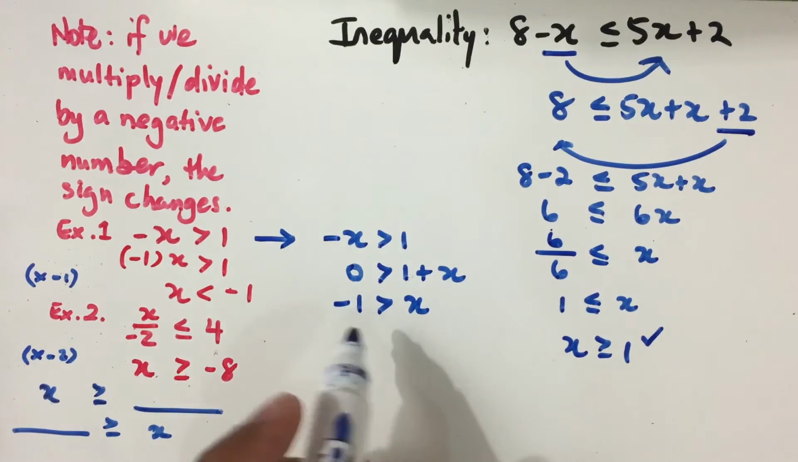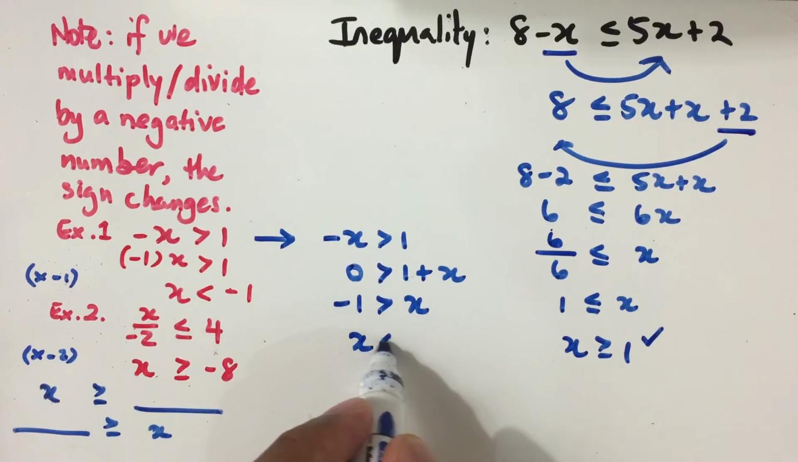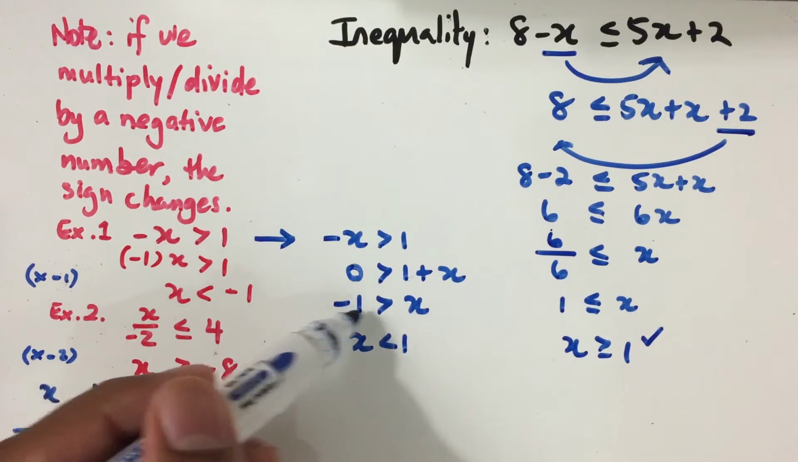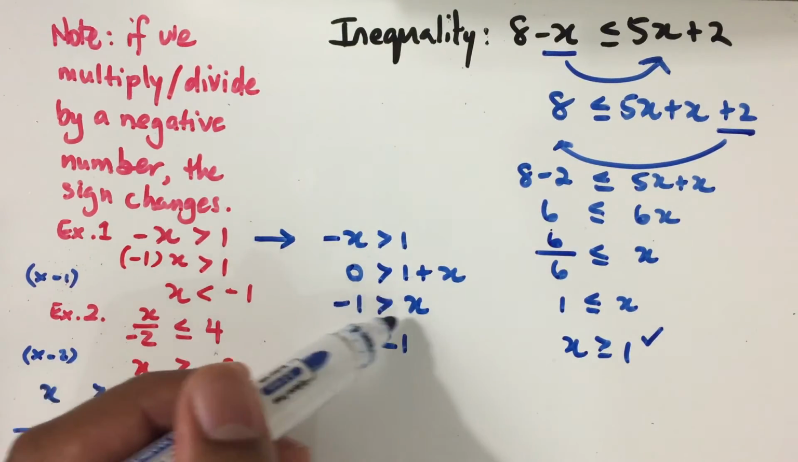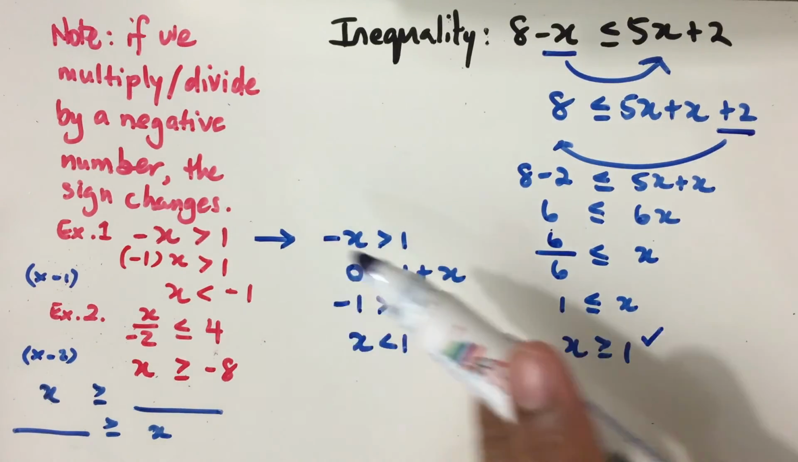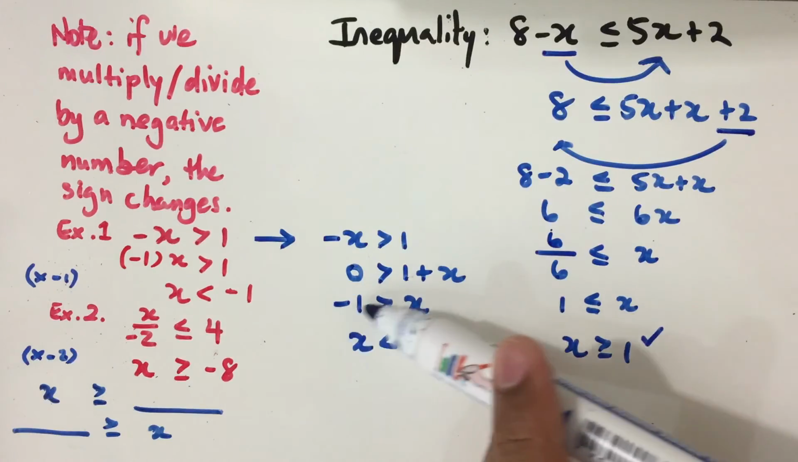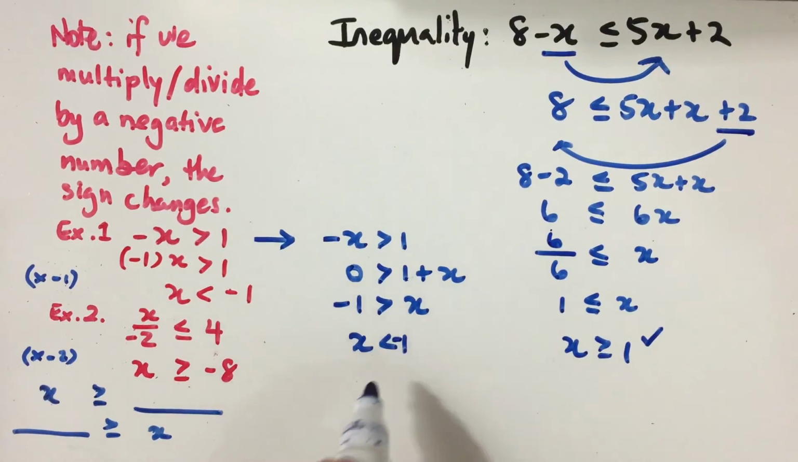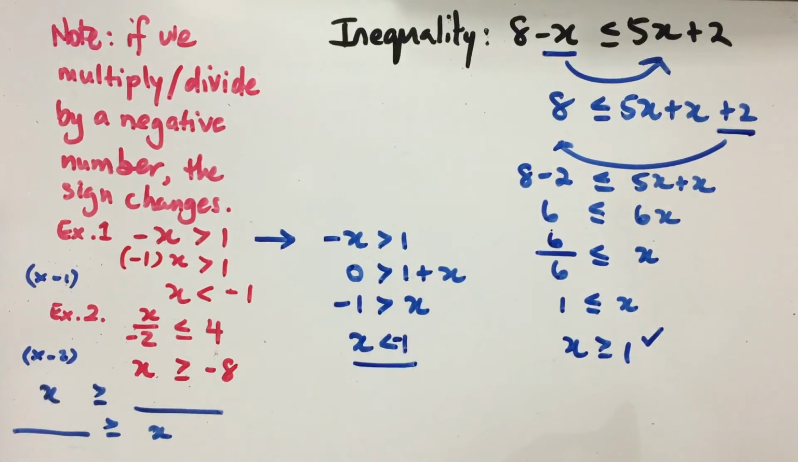And notice that I can read this as x is less than negative 1, okay? From left to right, negative 1 is greater than x. But from right to left, x is less than negative 1. Which is this: x is less than negative 1.